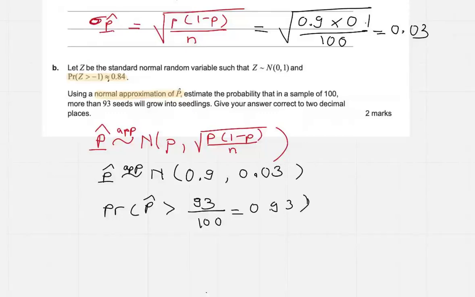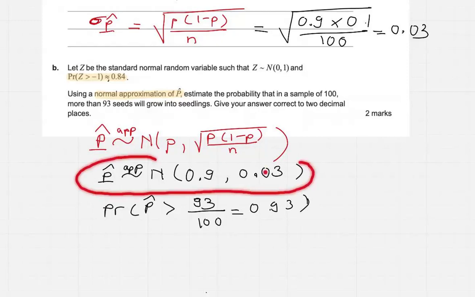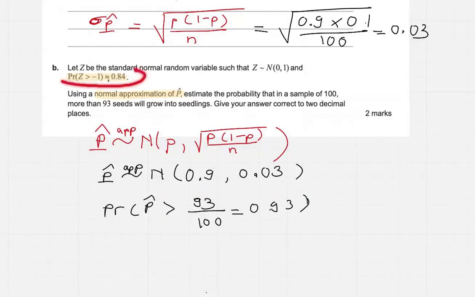Now here we face a problem. Usually for this question, if we want to calculate a normal probability other than the standard normal, we need a calculator. But this is a non-calculator exam, so we cannot use it here. Therefore, we need to use the information they have given us. So we are required to calculate the probability that p hat is more than 0.93. How can we use this information?